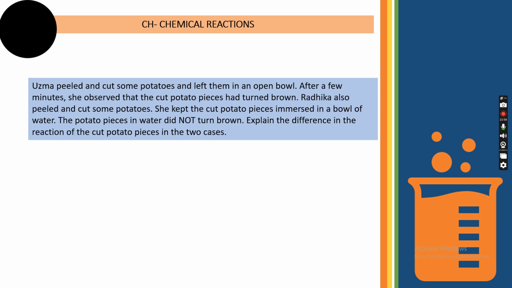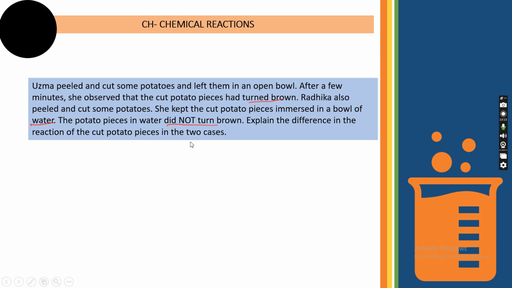Next one, Uzma peeled and cut some potatoes and left them in an open bowl. After a few minutes, she observed that the cut potato pieces had turned brown. Radhika also peeled and cut some potatoes. She kept the cut potato pieces immersed in a bowl of water. The potato pieces in water did not turn brown. Explain the difference in the reaction of the cut potato pieces in the two cases.